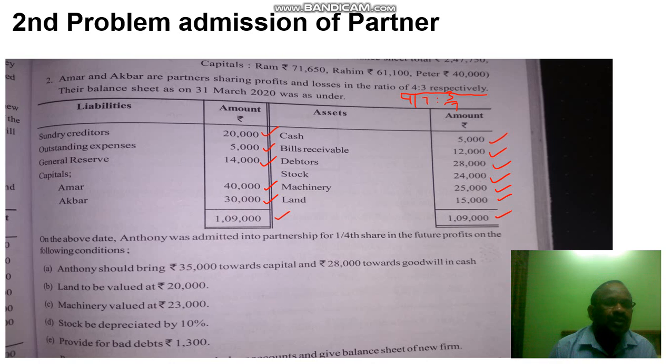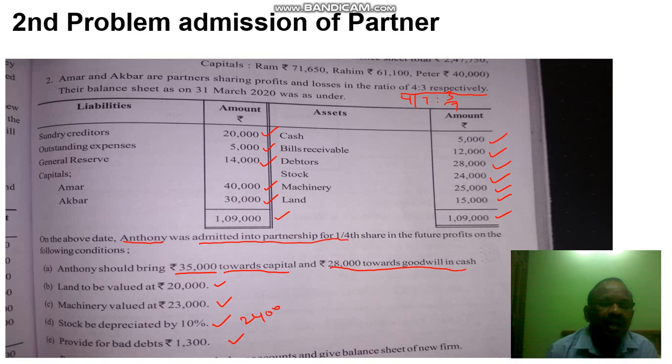Anthony was admitted into the partnership for a 1/4 share in the future profits on the following conditions. Anthony brings 35,000 towards capital and 28,000 towards goodwill in cash. Land value 20,000; in the problem the land value is 15,000, it means land is appreciated. Machinery value is 23,000; in the problem machinery value is 25,000, so 2,000 is depreciation. Stock depreciated by 10%. Here the stock is 24,000, so depreciation is 2,400.